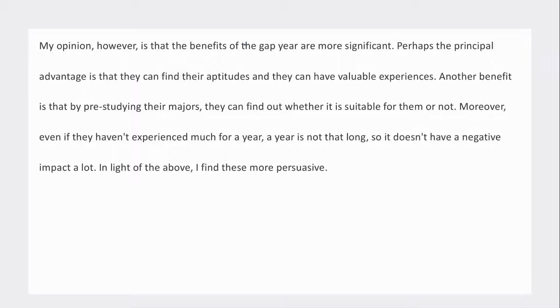My opinion, however, is that the benefits of a gap year are more significant. Perhaps the principal advantage is that they can find their aptitudes and they can have valuable experiences. Another benefit is that by pre-studying their majors, they can find out whether it is suitable for them or not. Moreover, even if they haven't experienced much, a year is not that long, so it won't have a major negative impact. In light of the above, I find this argument more persuasive. Okay. Yeah, I think this is actually a pretty solid paragraph.